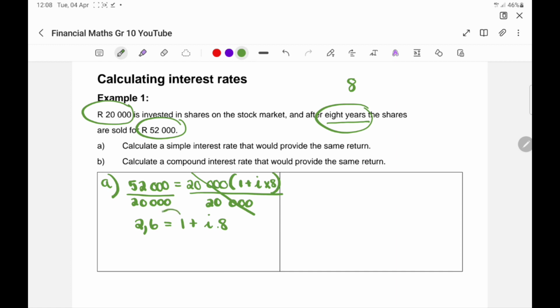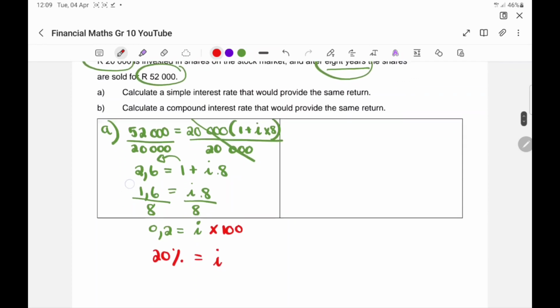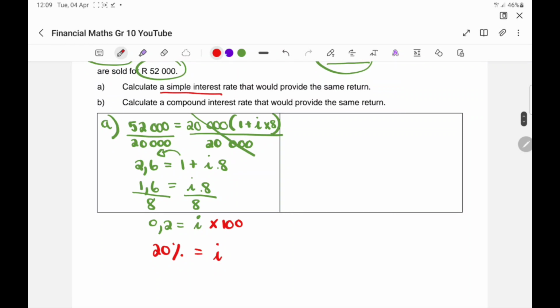Then you're going to subtract the loosey-goosey term over there, and you get 1.6 is equal to I times 8. Then you're going to divide by 8 on each side, which gives you 0.2 is equal to the interest. And remember, in the beginning, we wrote the interest as a decimal always, and now we just need to remember to times our interest with 100 to give us the percentage. So the interest is 20% for a simple interest.